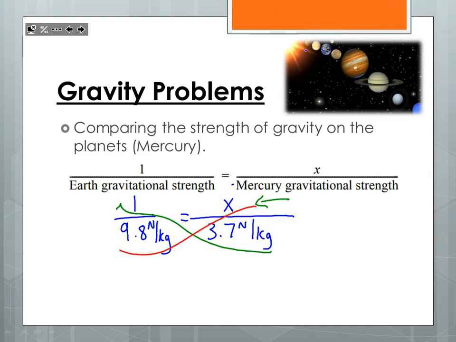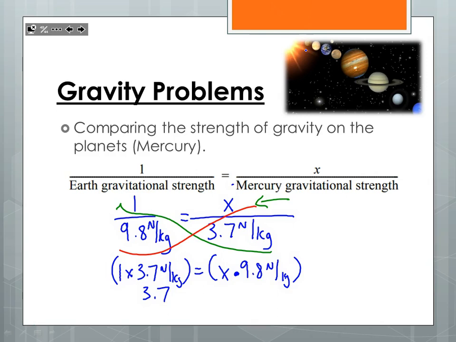So I'm just going to rewrite that where I say that 1 times 3.7 newtons per kilogram equals X times 9.8 newtons per kilogram. X is our unknown. Let me put this little dot there because I don't want to confuse you with the X and your X. And I can say that that is just 3.7 newtons per kilogram, which equals X times 9.8 newtons per kilogram.